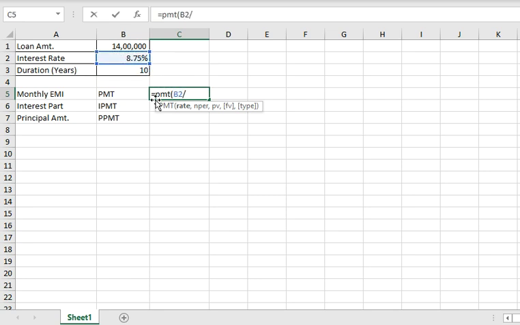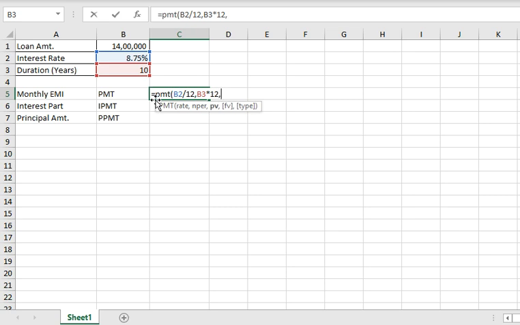This is 8.75 divided by 12, because in this calculation we are going to check everything for 1 month. So we divide the interest rate, which is 8.75% for a whole year, on a monthly basis, so we have to divide it by 12. Then we need the duration. We have taken 10 years, multiplied by 12, because the duration is in years and we are going to check it for 1 month. So it becomes monthly.